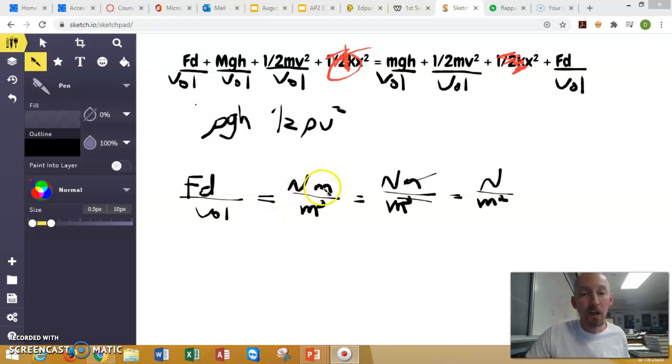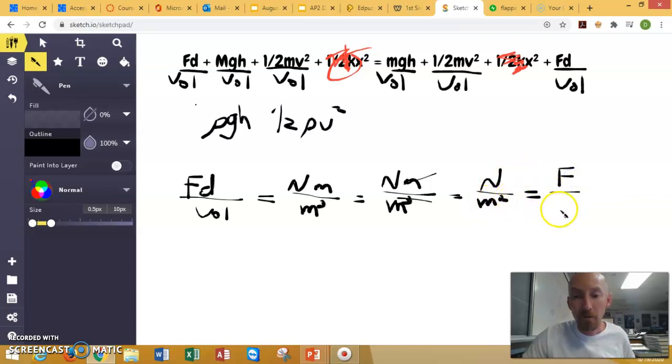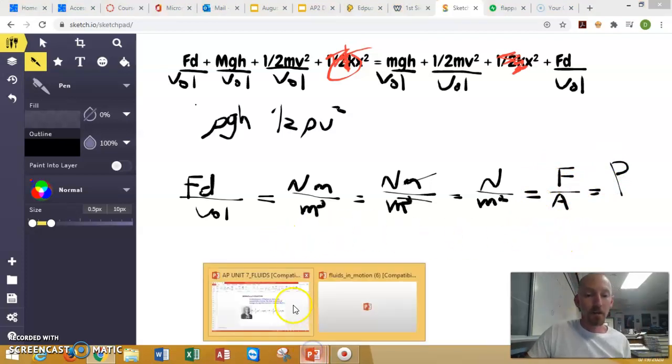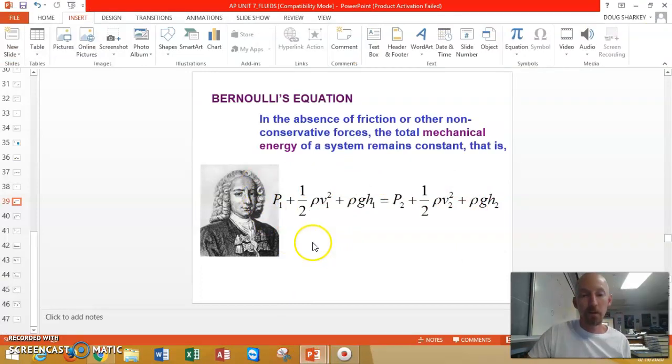So I have newtons times meters divided by meters cubed. This meter up here cancels out one of these three down here, and you get newtons per meter squared as your final unit. What does the unit Newton represent? It's a force, right? Meter squared is the unit for area. And what is force divided by area? It's pressure. So this is how we get this full equation. Okay.